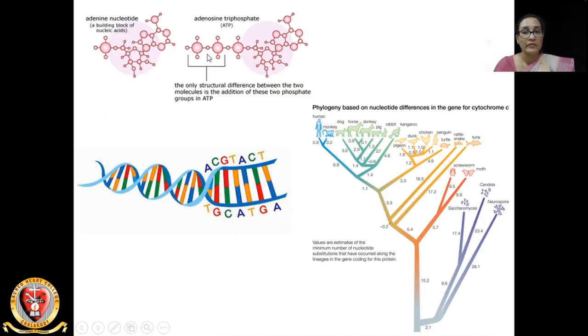So this is a molecule of ATP. ATP is used as the universal source of energy in all organisms. If you look at DNA, the structure of the DNA is the same in all organisms. The genetic code is similar in all organisms. If you look at the phylogeny based on nucleotide differences in cytochrome C, you can see that closely related organisms have less differences compared to organisms from which they diverged earlier in geological history.